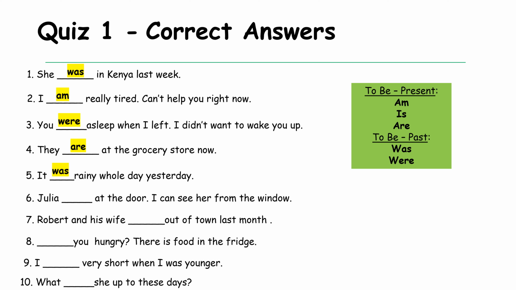It was rainy whole day yesterday. Julia is at the door. I can see her from the window. Robert and his wife were out of town last month. Are you hungry? There is food in the fridge. I was very short when I was younger. What is she up to these days?